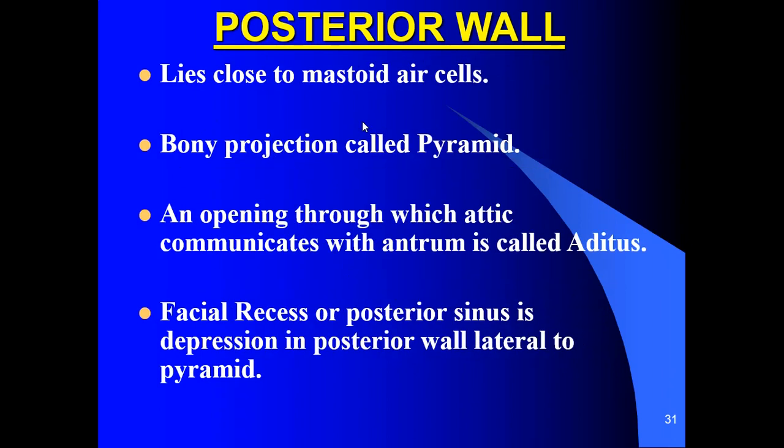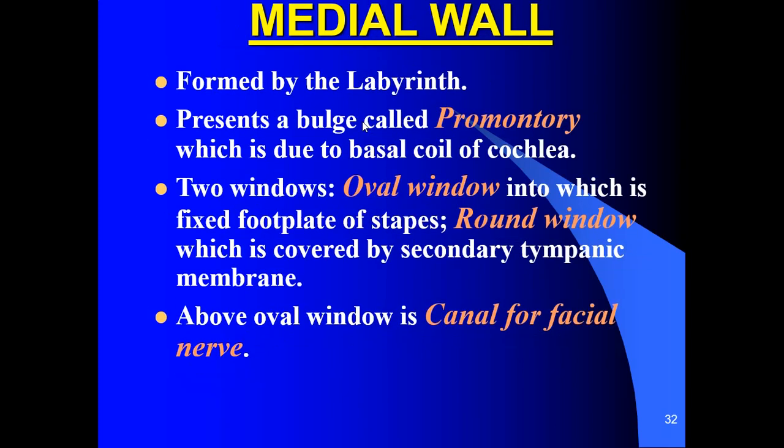The posterior wall lies close to the mastoid air cells. It has a bony projection called pyramid. An opening through which the attic communicates with the antrum is called aditus. Facial recess or posterior sinus is a depression in the posterior wall lateral to the pyramid. The medial wall is formed by the labyrinth, and presents as a bulge called promontory, which is due to the basal coil of the cochlea. It has two windows, the oval window, into which is fixed the footplate of the stapes, and the round window, which is covered by the secondary tympanic membrane. Above the oval window is the canal for the facial nerve.